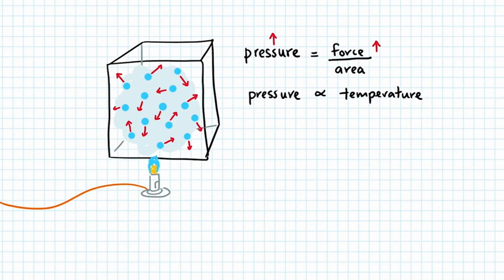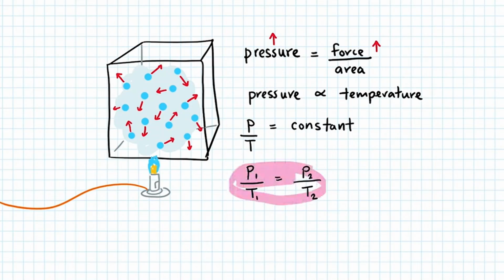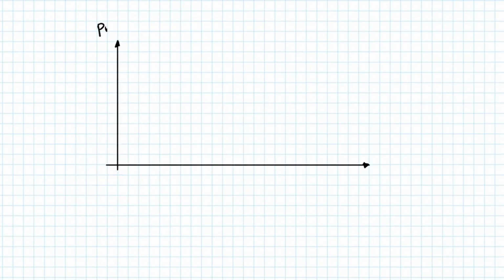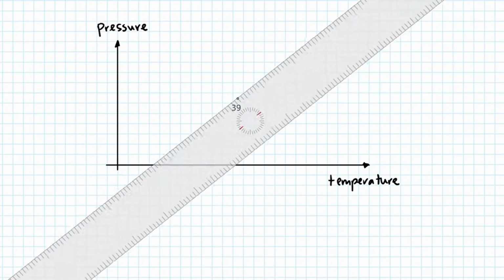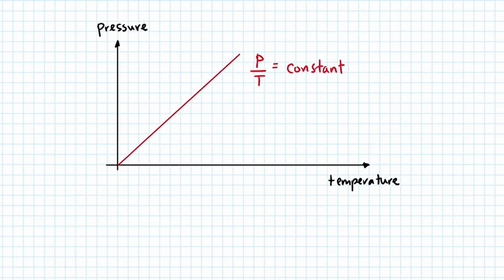Alternatively, we can say that pressure divided by temperature is always a constant for a particular volume of gas. So the initial pressure divided by its initial temperature is equal to the final pressure divided by the final temperature. This is one of the three gas laws of molecular kinetic theory relating pressure to temperature. To plot a graph of pressure against temperature, it's a simple linear graph to show a constant proportionality.